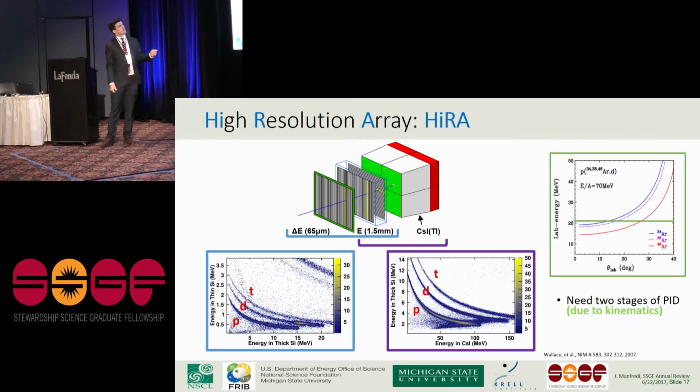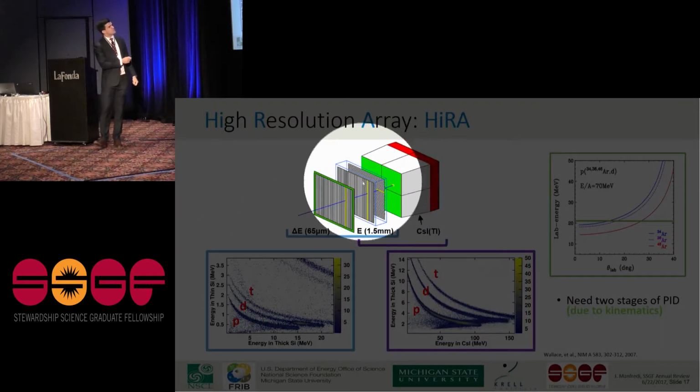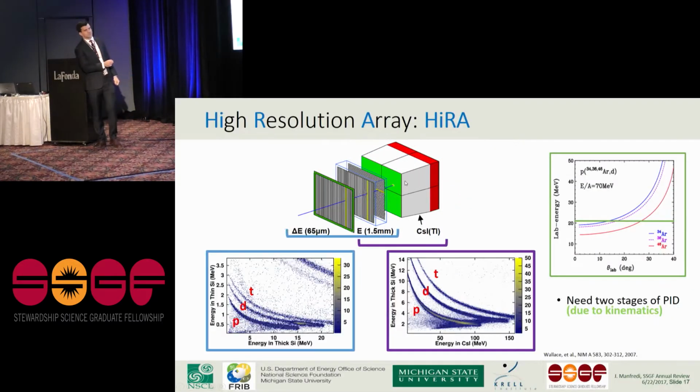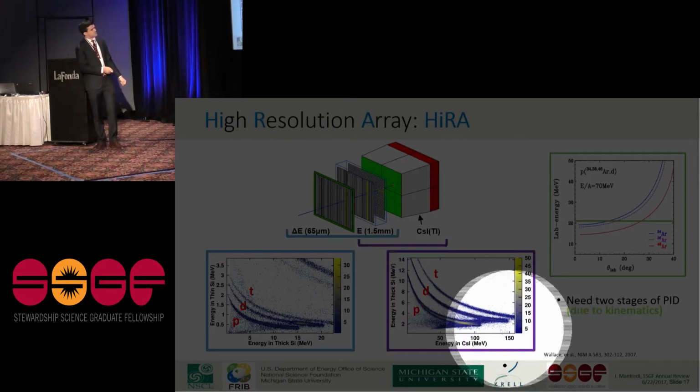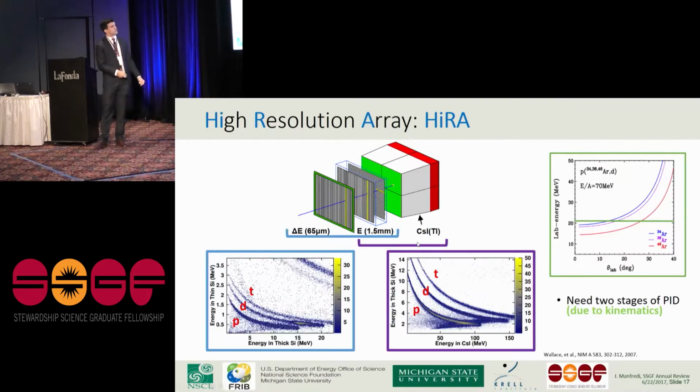But if we have a particle that is energetic enough to punch through this E detector, then we can just do the same thing, but with these two detectors back here. So now the E is our thin detector, and the cesium iodide scintillator is our thick detector. And we make the same plot, and we see again these lines, P, D, T. And if you just look at the values on the axes here, this is, of course, much higher energies because you're only dealing with the particles that actually punch through and make it all the way to the cesium iodide. So this gives us a nice broad dynamic range where we can not only detect these particles but identify them as well. And this is important for this experiment because of this plot over here on the right.